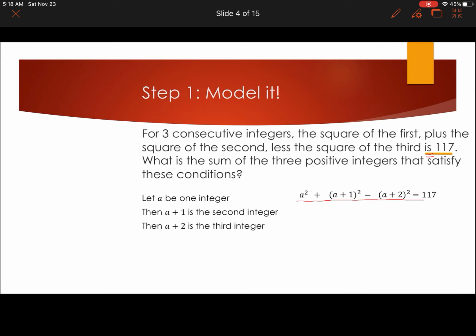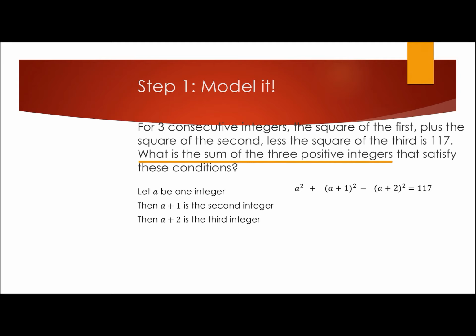What is the sum of the 3 positive integers that satisfy these conditions? Now, first of all, you notice right here, immediately, that we only have one variable, and that's a. So we can solve that, but the question doesn't ask what a is, it asks what is the sum of 3 positive integers. So it's asking what's a, the first one, plus the second one, plus the third one. But first we need to find a to find this. We use this to find a.